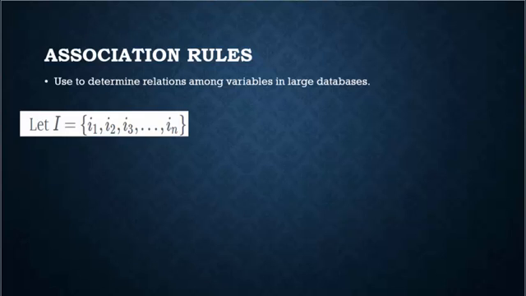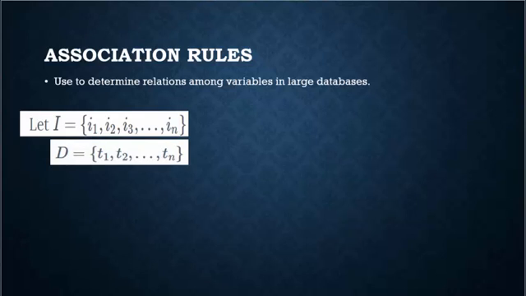Let I be a set of n attributes called items and D be the set of transactions. It is called the database. Every transaction T in D has a unique transaction ID and consists of a subset of the items in I. A rule can be defined as an implication X implies Y, where X and Y are subsets of I and they have no elements in common. That is, X and Y are the antecedent and the consequent of the rule, respectively.